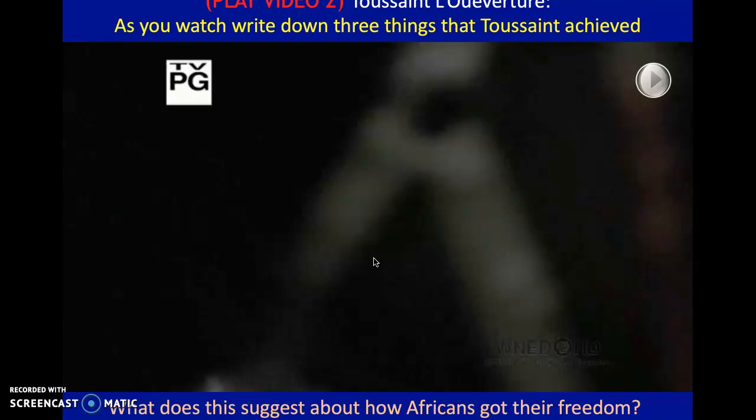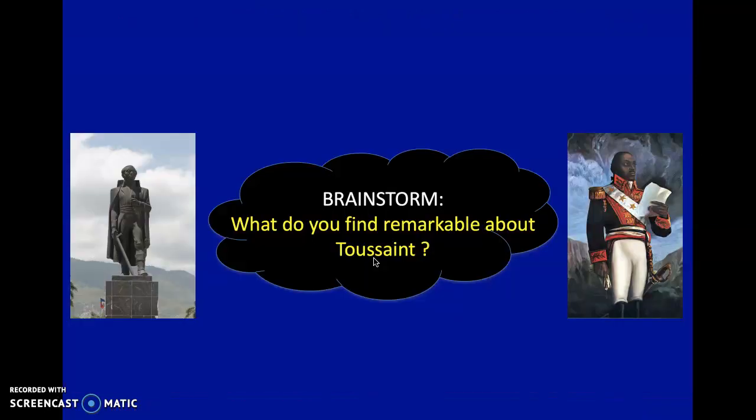Now we know the 2 other figures, William Wilberforce and Abraham Lincoln. There's a very clear interpretation about their role in ending slavery and how they've been seen to have played a very, very large role. Well, what does this tell us about how Africans got their freedom? Who was most responsible for it? Okay, you should have done that.